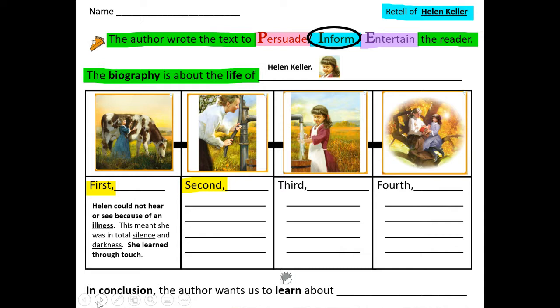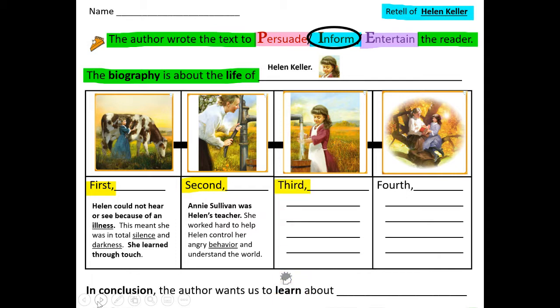So second, Annie Sullivan was, well, second, Annie Sullivan was Helen's teacher. She worked hard to help Helen control her angry behavior and understand the world. So second, Annie Sullivan was Helen's teacher. She worked hard to help Helen control her angry behavior and understand the world.